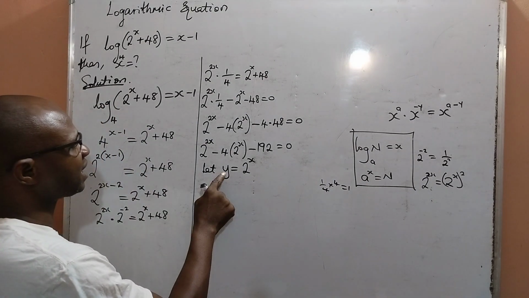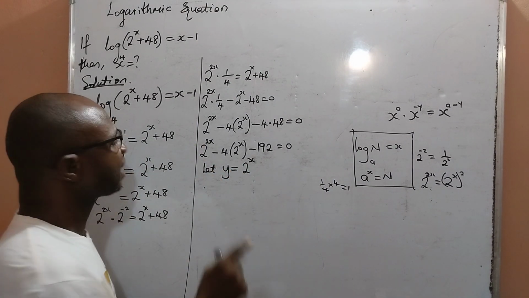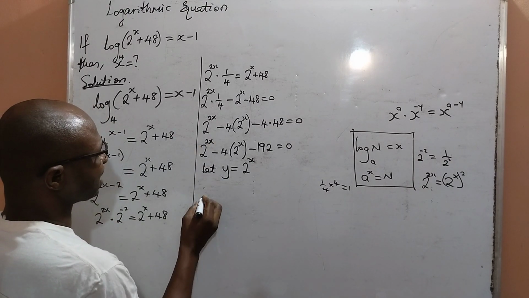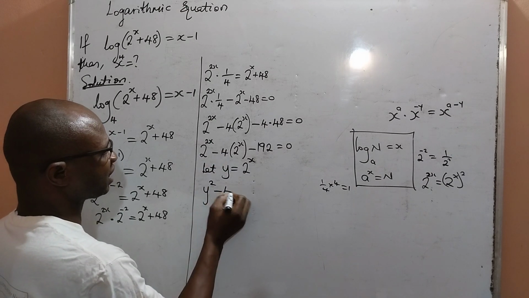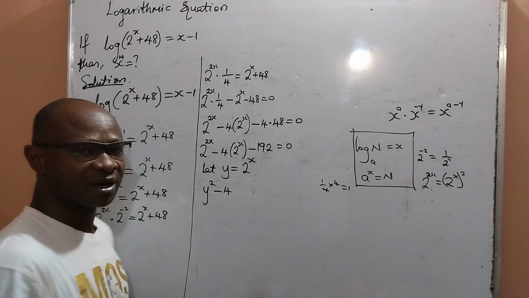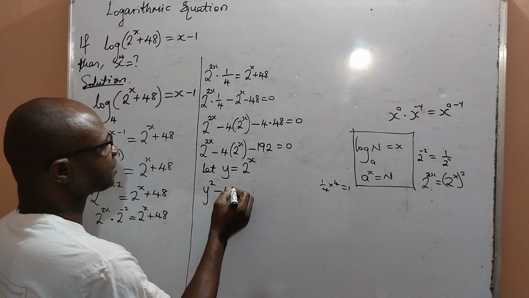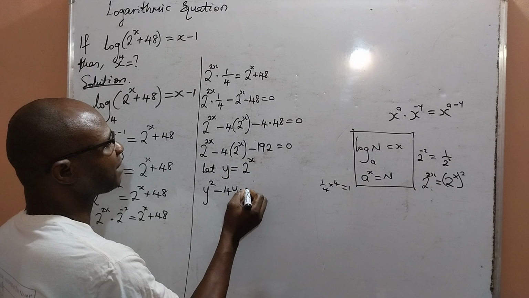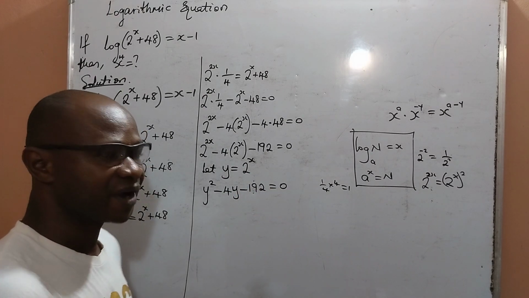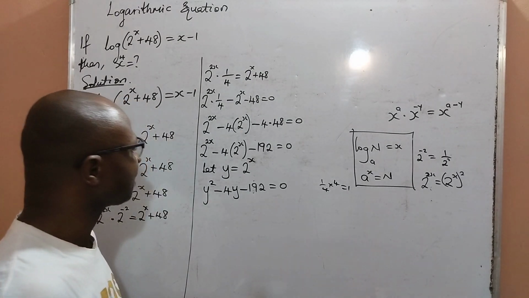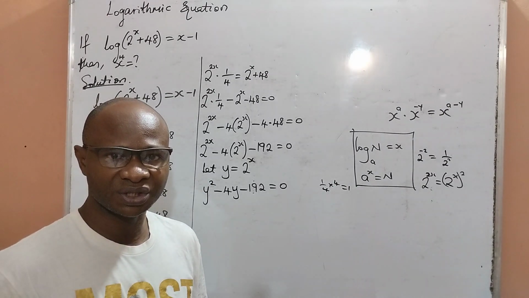And when x, 2 raised to power x, is assigned to y, I can now write it as y raised to power 2, then minus 4 multiplied by y, because y is assigned to be 2 raised to power x, so that becomes 4y, alright? Minus 192 is equal to 0.